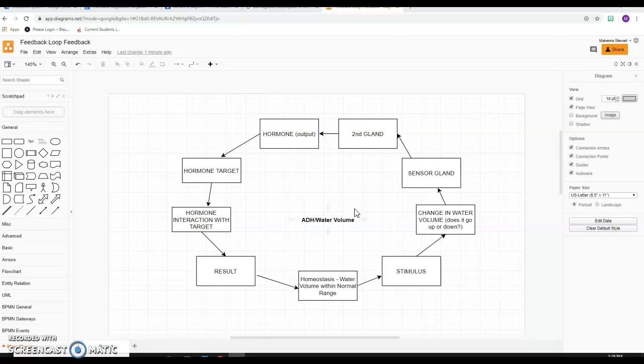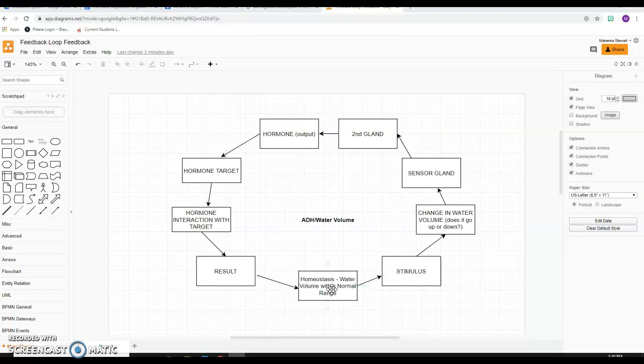So for ADH and water volume, ADH is antidiuretic hormone, and it regulates water volume. So the first thing you have to understand before you could really begin the feedback loop is, how does ADH regulate water volume? Does it increase water volume or decrease water volume? And so if you didn't know the answer, or don't know the answer to that question, then you won't really be able to create a successful feedback loop. You first have to understand the action of your hormone.